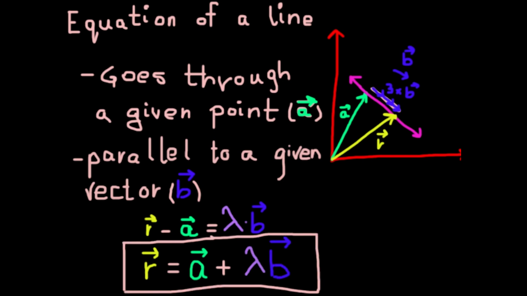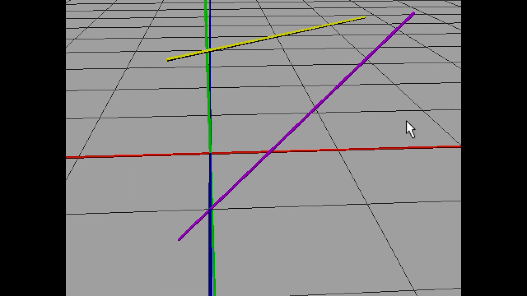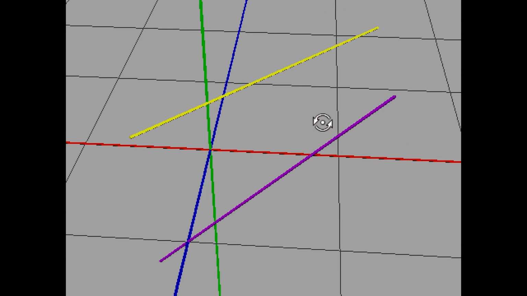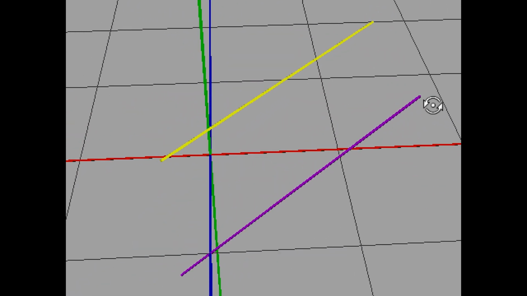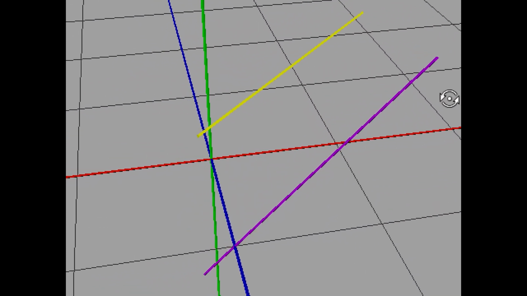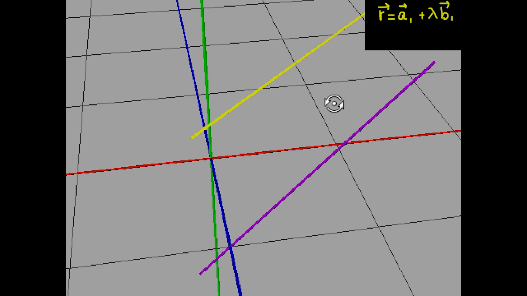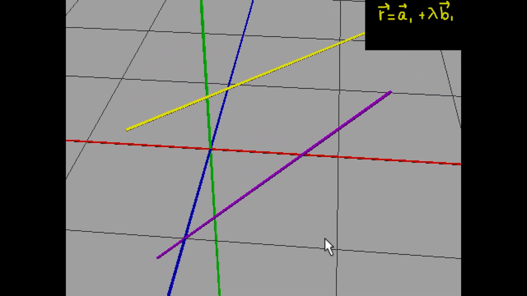Okay, so let's come back to finding the shortest distance between two skew lines. Let's give these lines equations for better representation. So let's say the yellow one, L1, is R is equal to A1 plus lambda B1. And the purple line, L2, is R is equal to A2 plus mu B2.